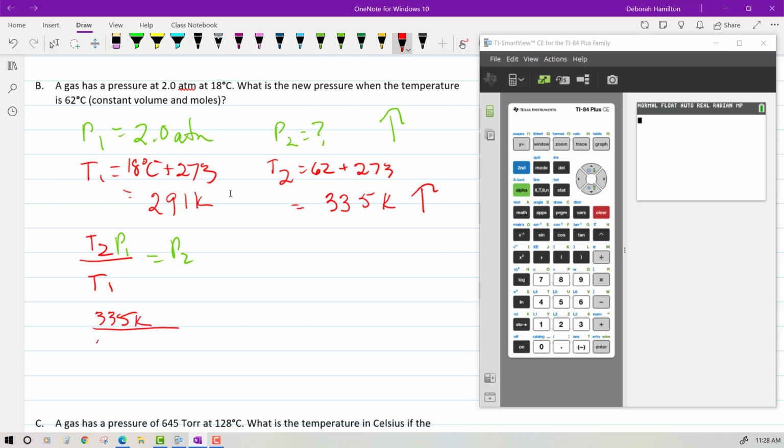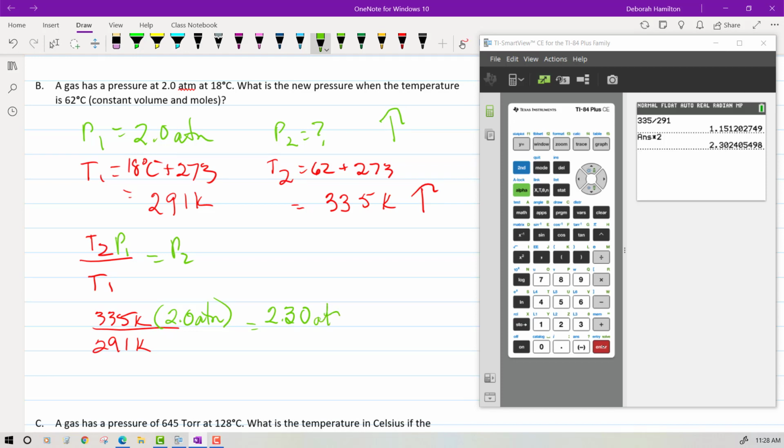Kelvin over 291 Kelvin, and you can just see by that relationship it's greater than 1. I'm going to multiply that by our first pressure, and then go to the calculator. All right, so we have 335 divided by 291, and then multiply that by 2, which gives us 2.30 as our second pressure.